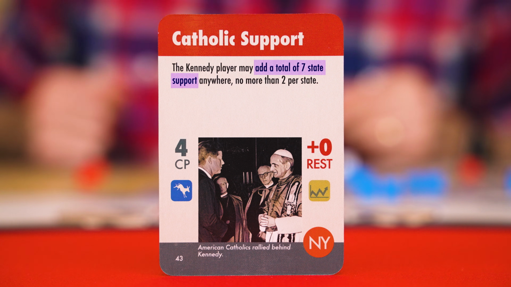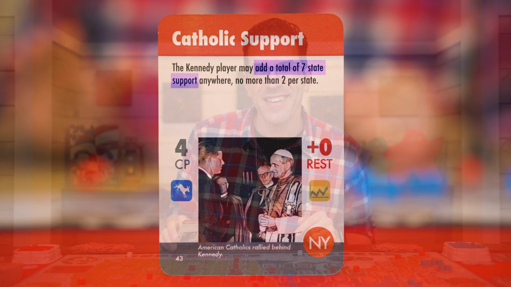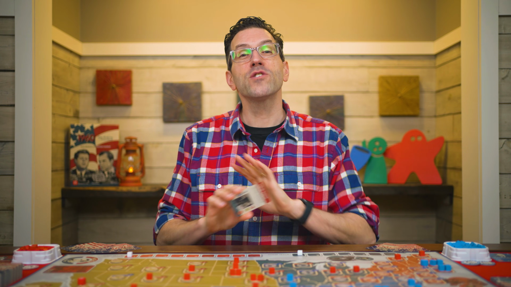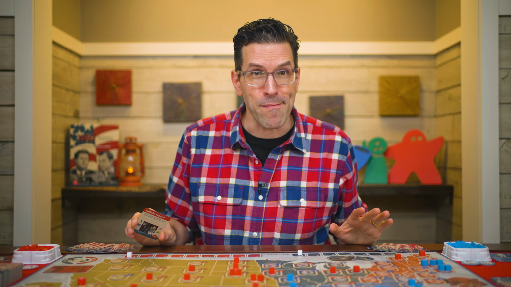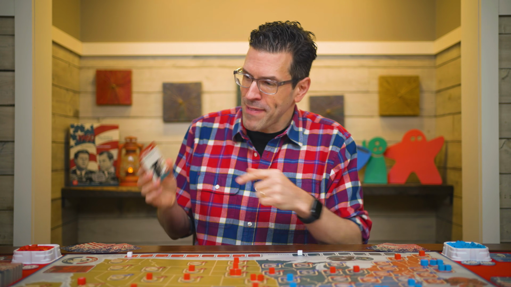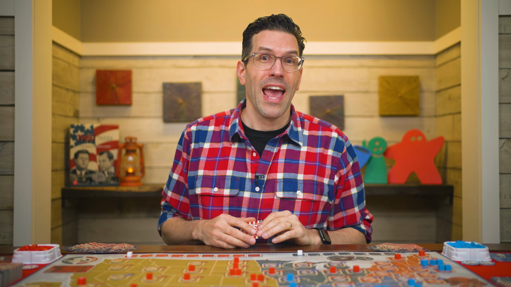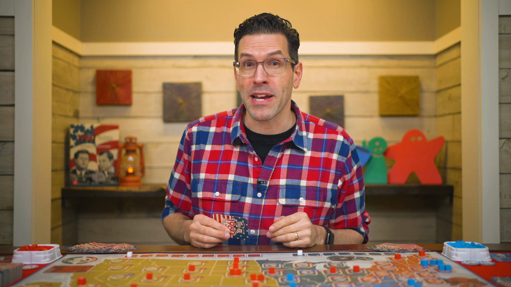This one, for example, gives the Kennedy player 7 state support anywhere. Spending state support is one of the key ways to win the game. And while there are other ways to gain or even lose state support outside of these events, let's take a moment right here and learn about this very important aspect of the game.